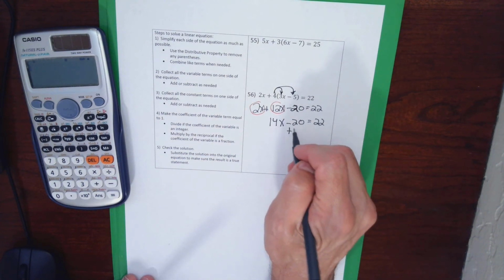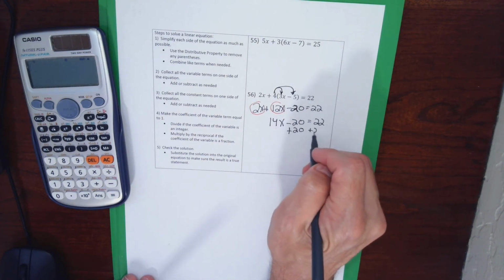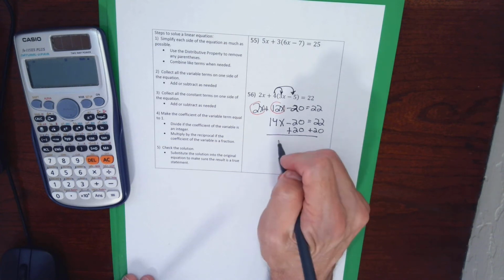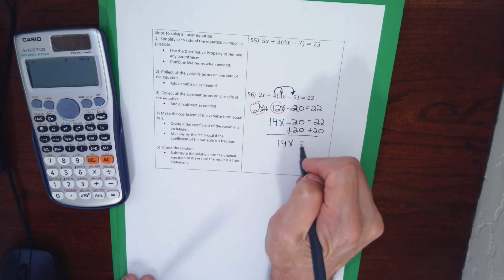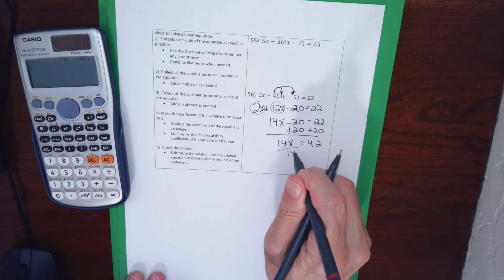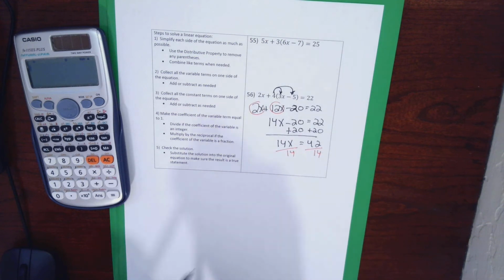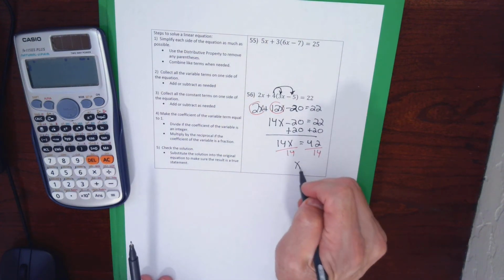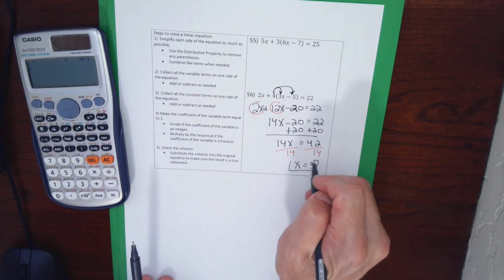Add 20 to both sides. That's going to give me 14x equals 42. Divide by 14. Divide by 14. I could do that in my head, but use your calculator if you can't. I think I get x equal to 3.